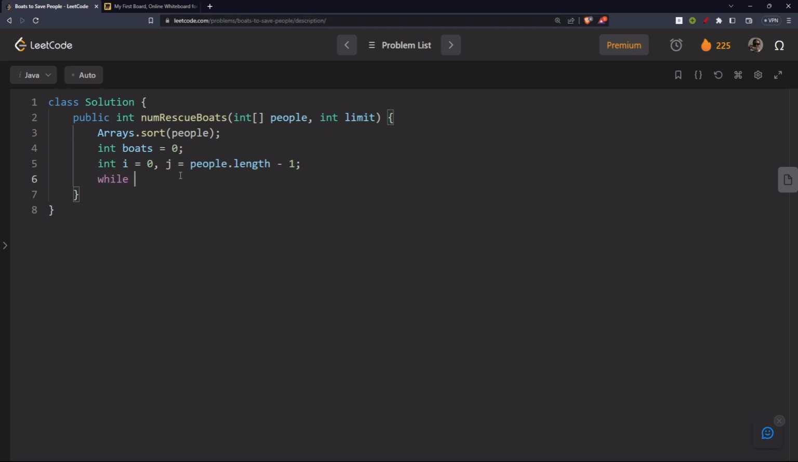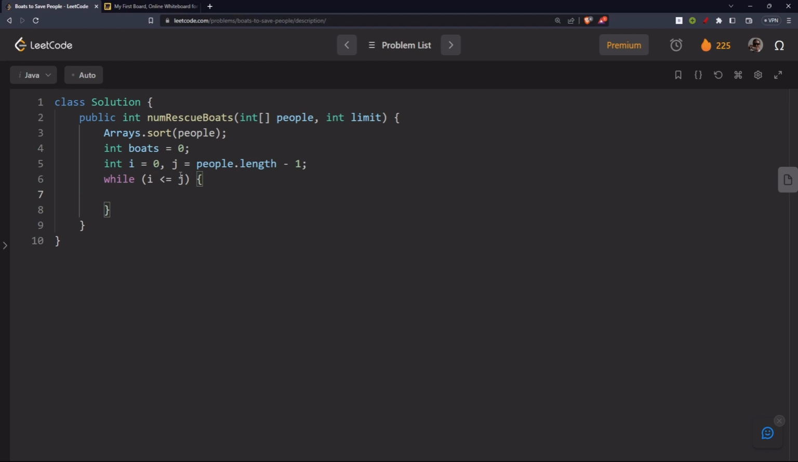Now while i is less than or equal to j, we are choosing the light people from the left and choosing the heavy people from the right. We are coming towards each other, right? So what is the sum of their weights? people of i, the light person, and people of j, the heavy person. Now if the combined weight becomes greater than the limit, what will happen? We can't transport them, so we need to do something.